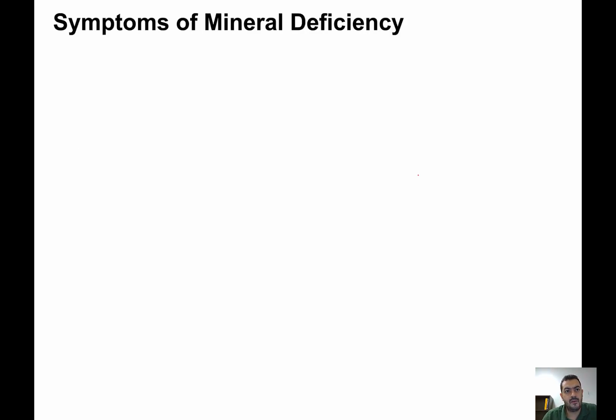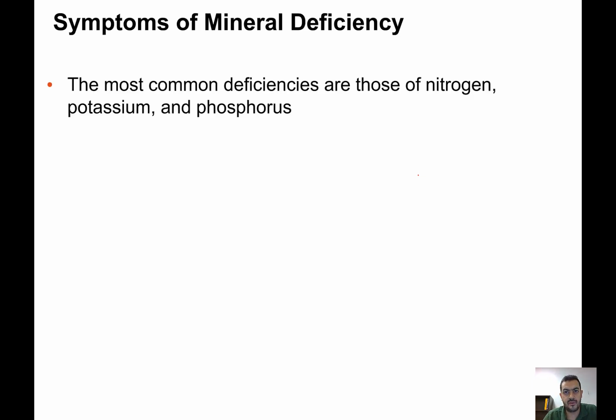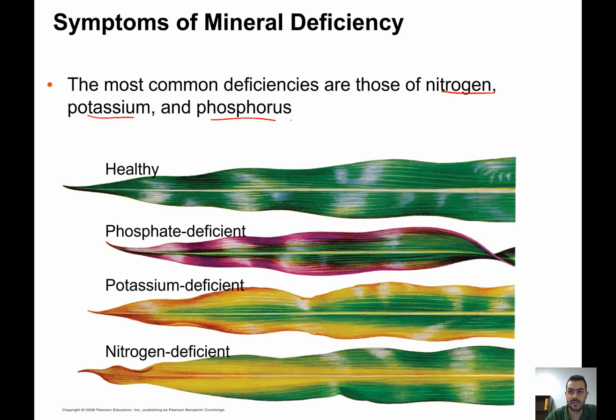Okay, so let's finish our discussion about plants by showing this slide showing the symptoms of mineral deficiency. So let's see the deficiency of the common elements needed by the plants. So we have nitrogen, potassium, and phosphorus. So this is a healthy plant. And if you compare it to the one that is phosphate deficient, you will find this purple coloration developed on the leaves.